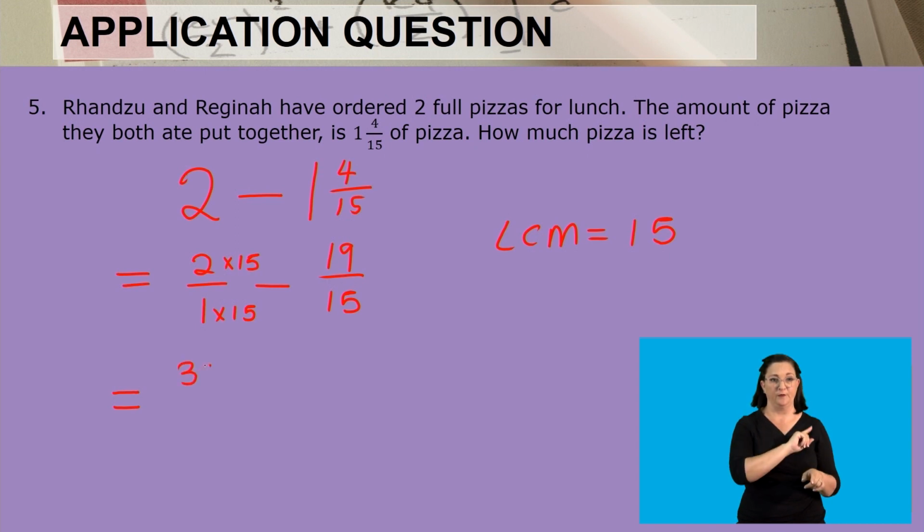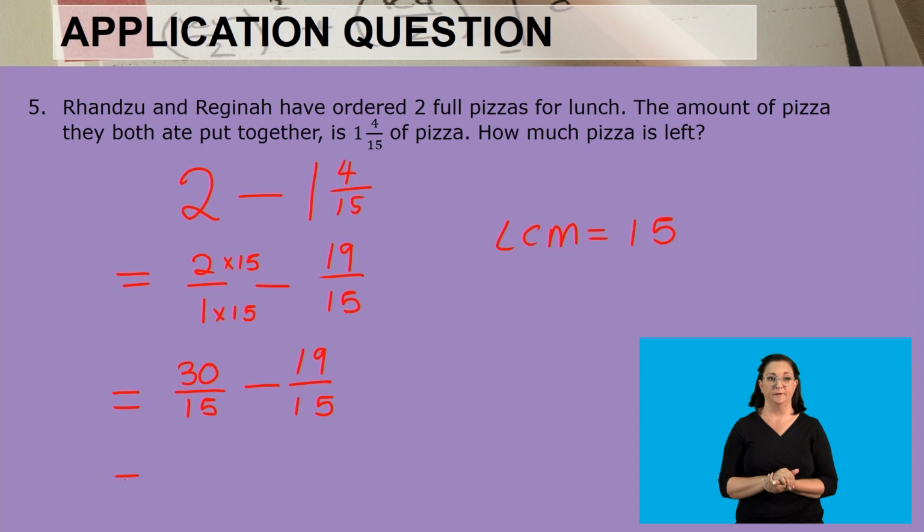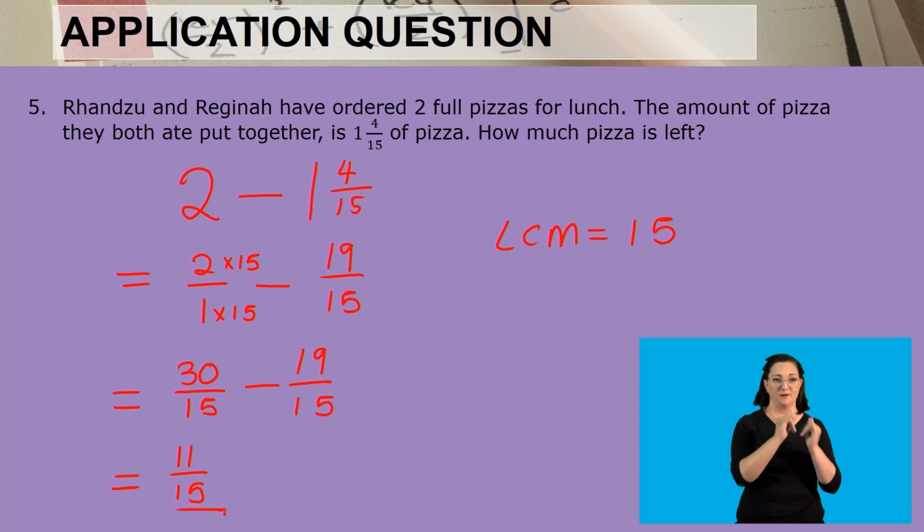That gives us 30/15, which is the same as 2 wholes, and we are subtracting 19/15. If we take 30/15 and subtract 19/15, then we are going to be left with 11/15, and that is the amount of pizza that Ranzo and Regina have left.